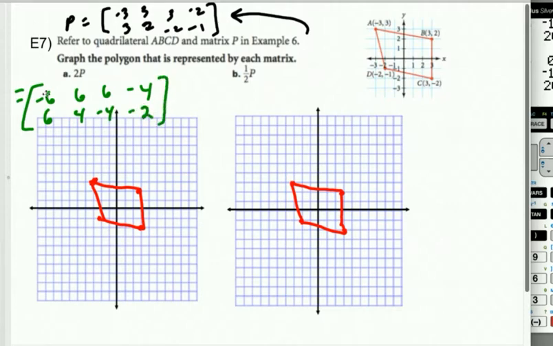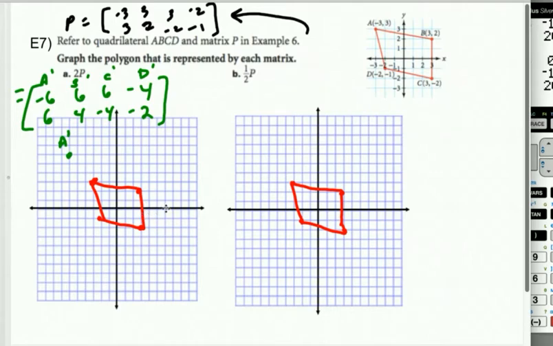So if I go ahead and put these points, my new A, and we're going to call it A prime, B prime, C prime, and D prime to indicate that they line up with A, B, and C. So this is point A. A prime is now going to be -6, which is here, and then up 6, which is here. So that's going to be my A prime, right?